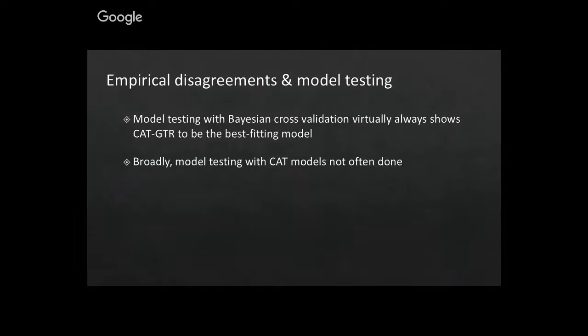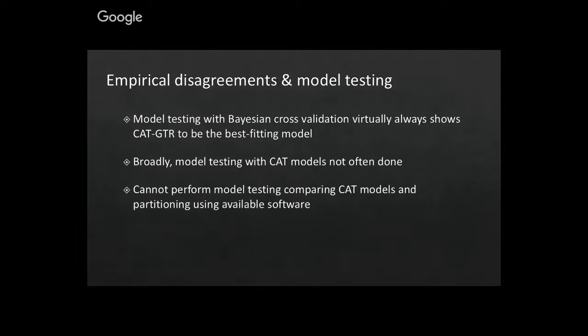Generally, model testing with empirical studies with CAT models simply is not done. One of the reasons that is probably the case is because it's quite computationally intensive to do this Bayesian cross-validation with these CAT models in PhyloBayes. And maybe more to the point, in terms of whether partitioning or site-heterogeneous models fit the data better, currently there's not a program that implements a method where we can actually do model testing comparing the fit of CAT models versus partitioning.